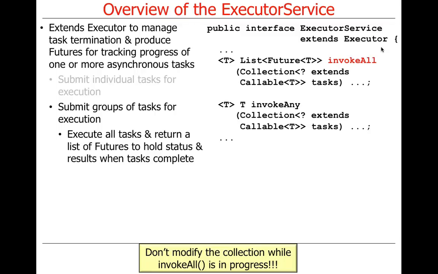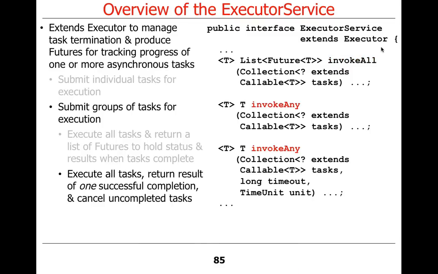So think about this. You're starting a bunch of things in motion, and you get back a list of futures for things that are still out computing. And then somehow, we'll see how later, you go and you resolve or get those futures. You redeem those futures to get the results. Obviously, you should not modify the collection while invokeAll is running. That would be a bad thing, right?